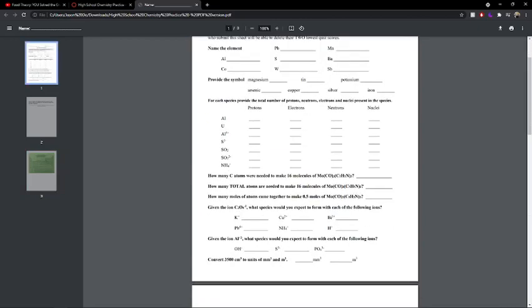Basically, go through the same for the rest of these. What's something weird? Let's do, I think this is sulfate.